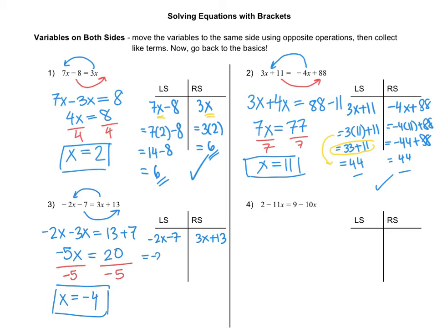So negative 2, and then instead of x, I put negative 4. You can plug this all into your calculator. Your calculator will do 8 minus 7, which is 1. Let's see what happens on the right side. 3 times negative 4, well, that's negative 12. And when I add on the 13, I get 1, and I am happy.